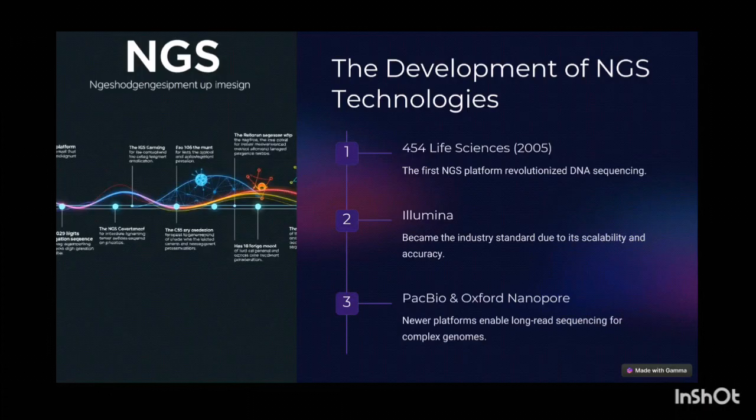Think of this as the transition from old computers to smartphones. Early DNA sequencing technologies were like bulky, slow computers, while NGS is like sleek, fast, and highly capable smartphones that can perform many tasks simultaneously. Today, NGS technologies have advanced even further with platforms like Pacific Biosciences, also called PacBio, which offers single molecule real-time sequencing.